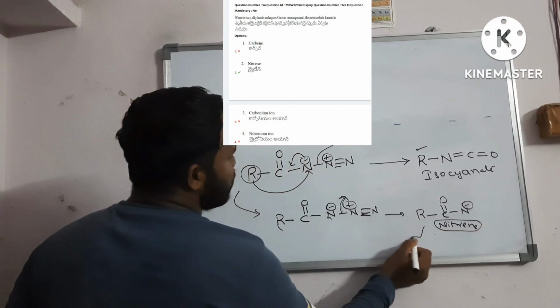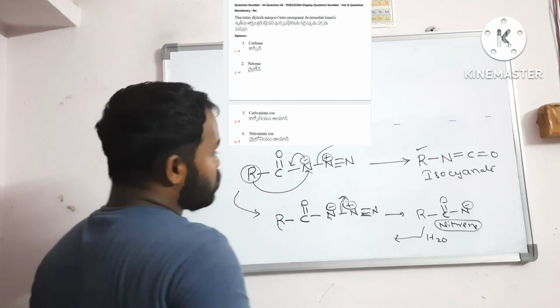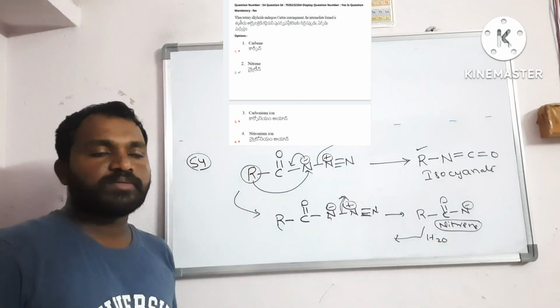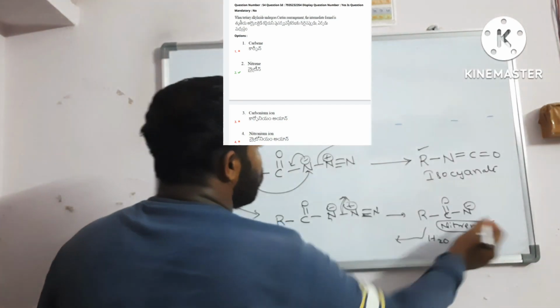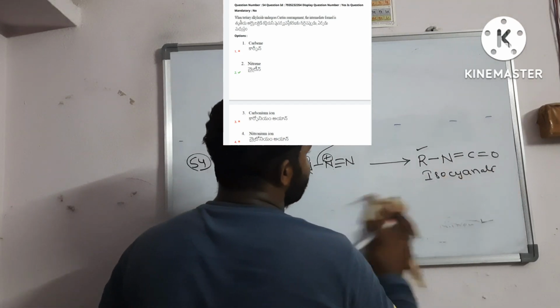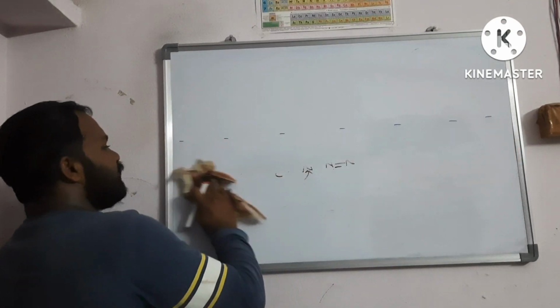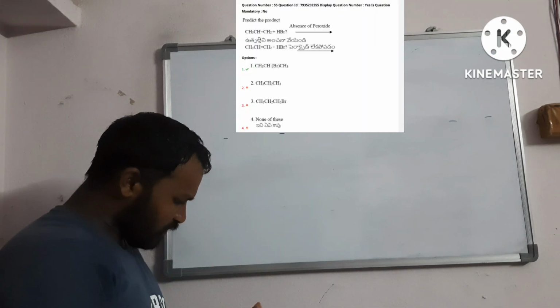This nitrene is trapped by using H2O. You will get the hydroxamic acid as the product. By trapping the mechanism, you will get the nitrene as an intermediate. So this is for Curtius rearrangement. So what is the intermediate involved in this? Nitrene as the intermediate. Next, question number 55.